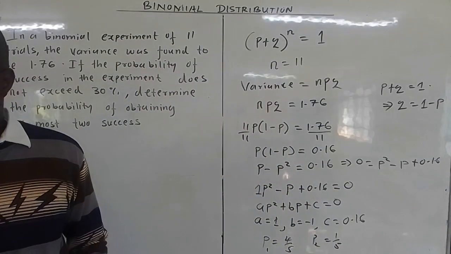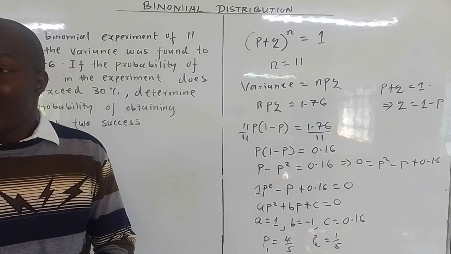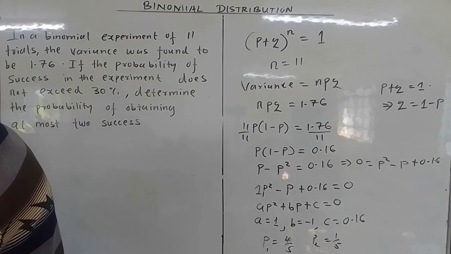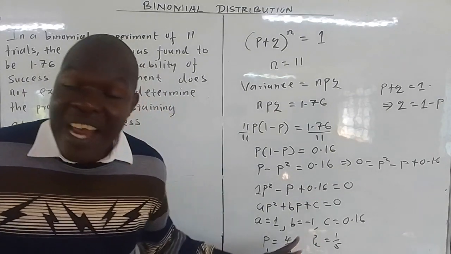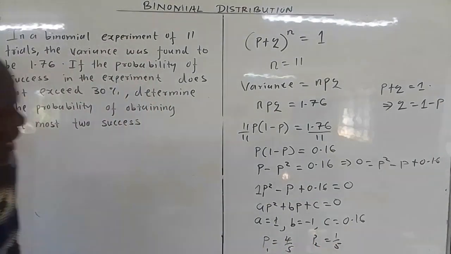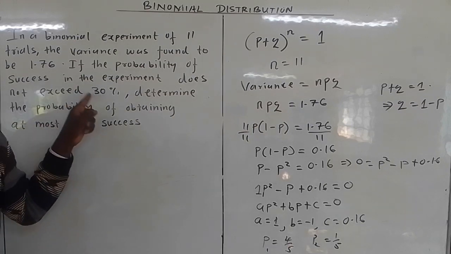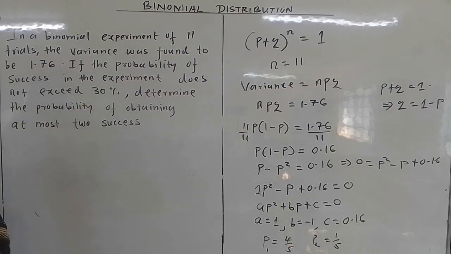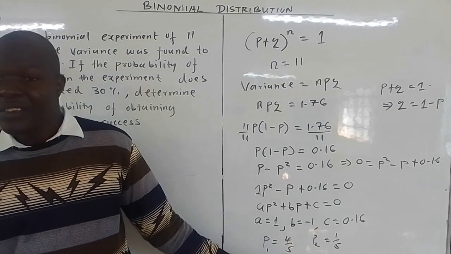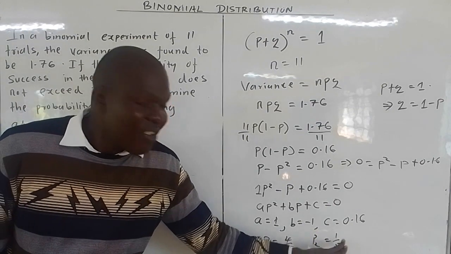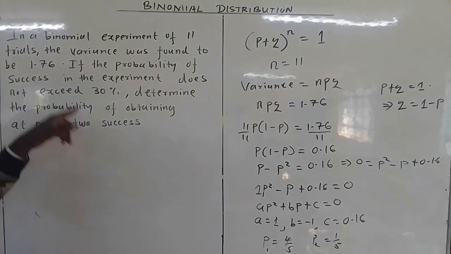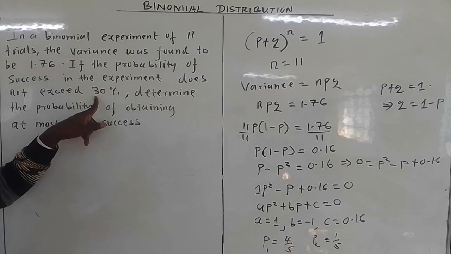If you look at this, p has two values because a quadratic has two solutions, isn't it? So out of these two values, one is p, one is q. Which one is p? The one you should take to be p is the one which does not exceed 30%. If you multiply 4/5 by 100%, what do you get? 80%. If you multiply 1/5 by 100%, what do you get? 20%. And you've been told P does not exceed 30%.